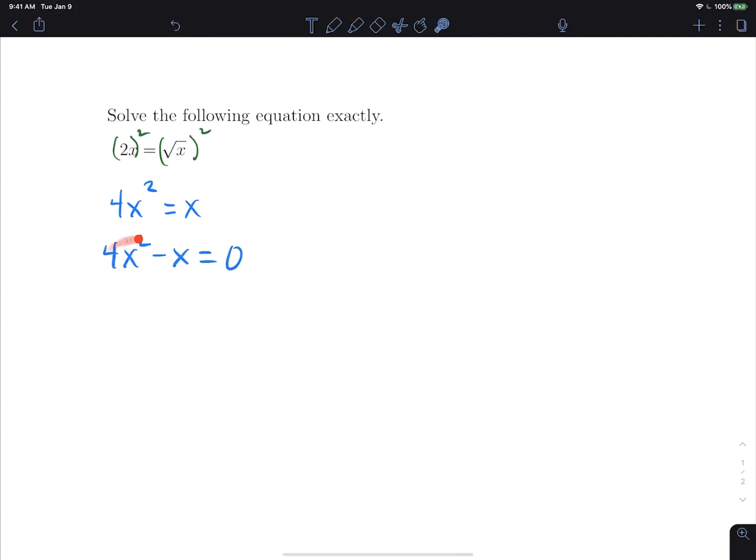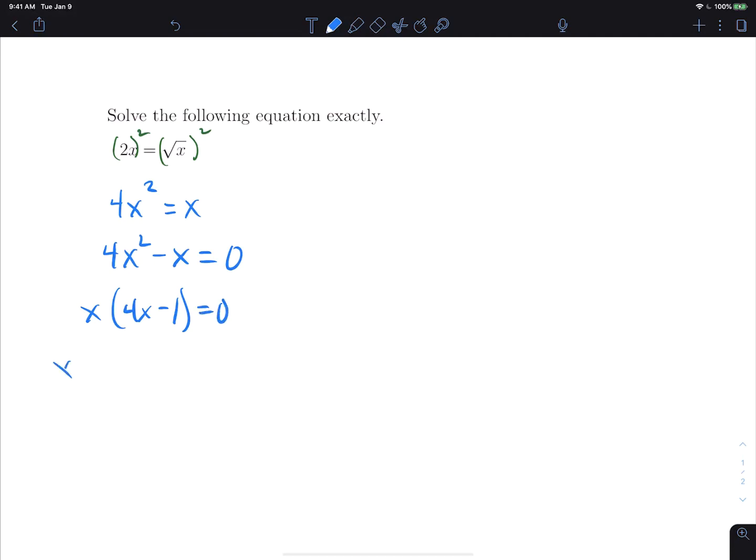And then we want to factor this. Now notice that there's a common factor between these two terms of x. And what's left over is 4x minus 1, all still equal to 0.